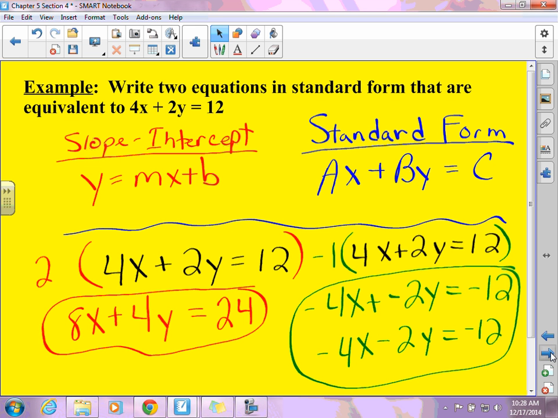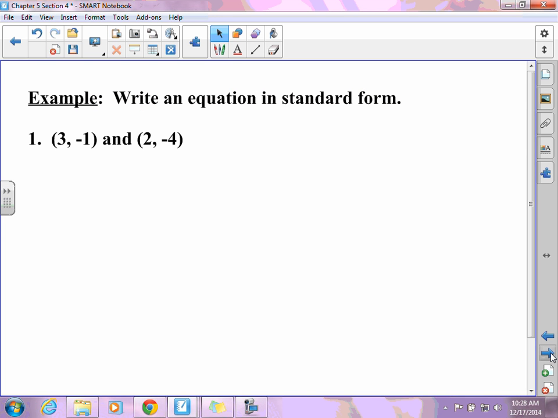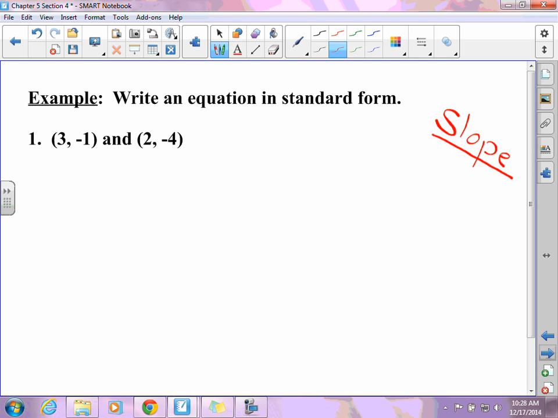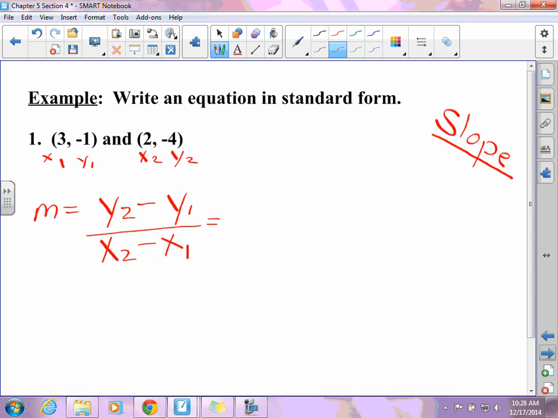Okay, let's move on. Write an equation in standard form. Notice it says standard form. So step 1, I'm going to go off to the side and tell you what we're going to be doing. We're going to be finding my slope. We've done this before. I've got x1, y1, x2, y2. And then I get that formula, m equals what? y2 minus y1 over, very good, x2 minus x1. That's right. Look familiar?